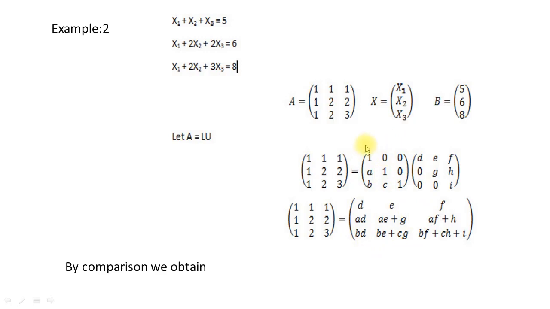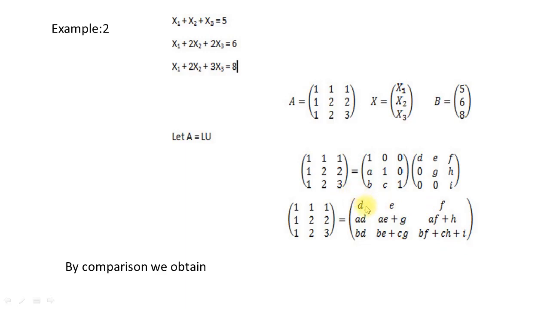And in the previous example you saw that we can first find the upper triangular matrix by converting the matrix A into the echelon form, and then we can easily find the lower triangular matrix. But this is the other method. We can multiply the LU matrices, we obtain a single matrix, and then by comparing we can find these unknowns. So after multiplying these two matrices, we obtain D, E, F, AD, AE plus G, AF plus H, BD, BE plus CG, BF plus CH plus I.